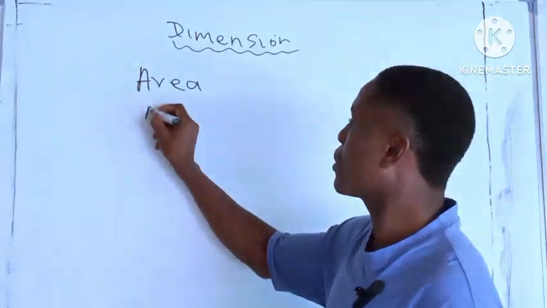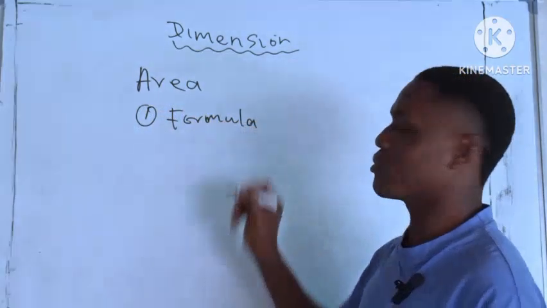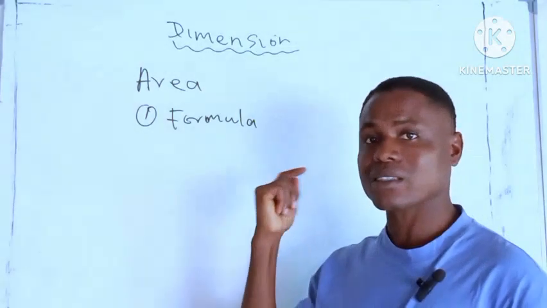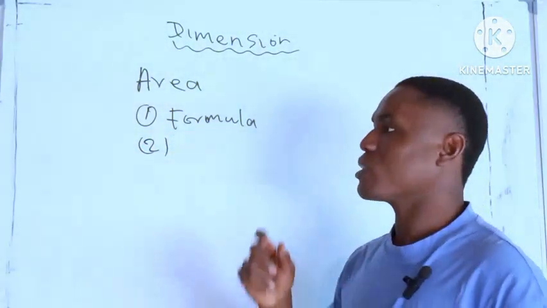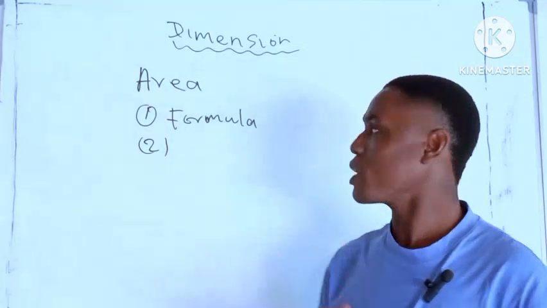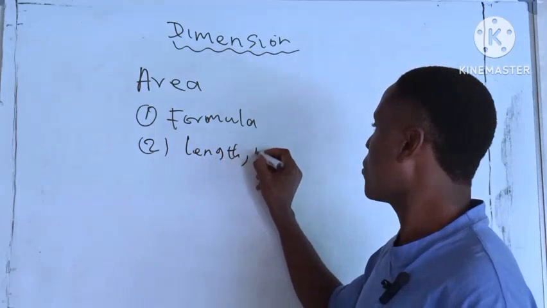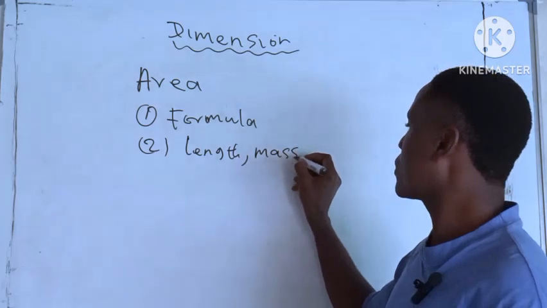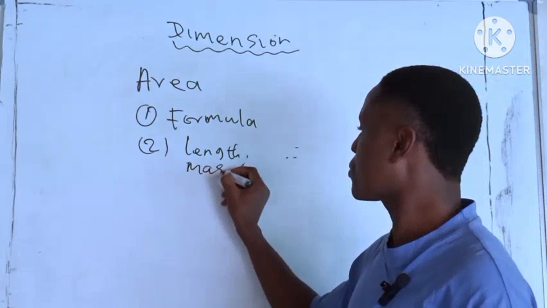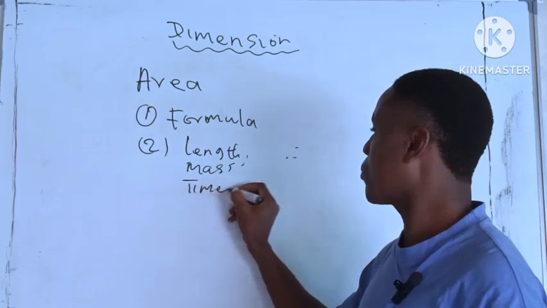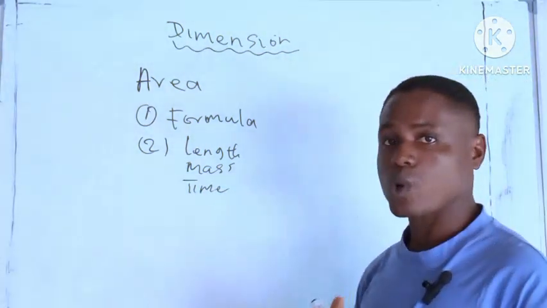Okay, let me write it down. Number one should be the formula. That should be the first thing that should come to your mind. Now, number two thing that should come to your mind is the approved fundamental quantities. Now, we have length, mass, and time. Okay, let me write it here. Length, mass, and time. So we are going somewhere, okay?